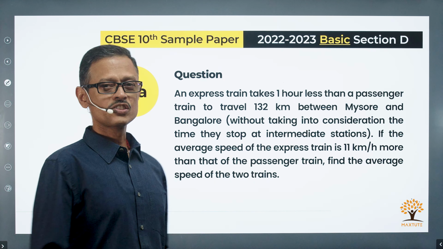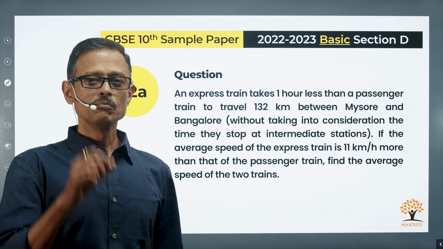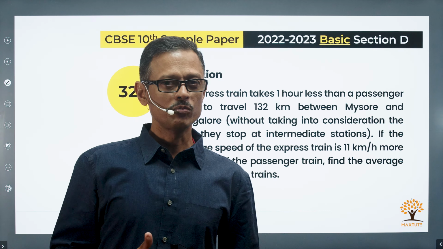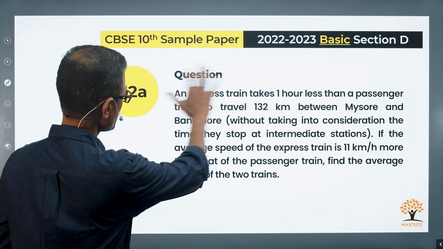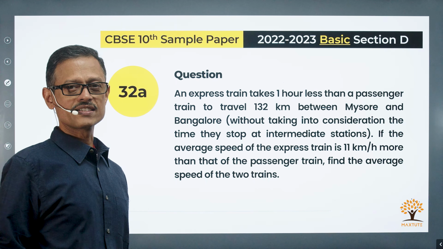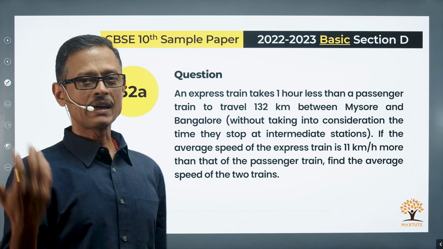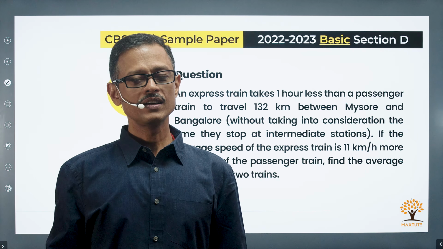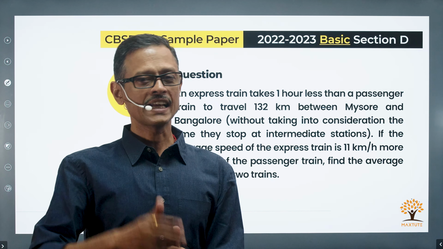Question number 32. This question has got an internal choice. Both these parts are questions from quadratic equations. Both are word problems. Essentially, we have some information given to us in terms of words and sentences. We convert this into a mathematical expression, which will essentially become a quadratic equation. So we solve the quadratic equation and arrive at the answer.